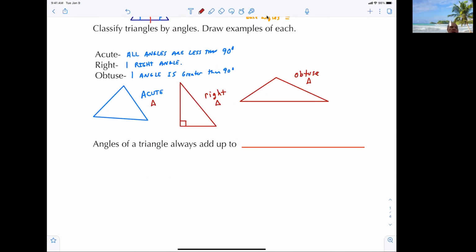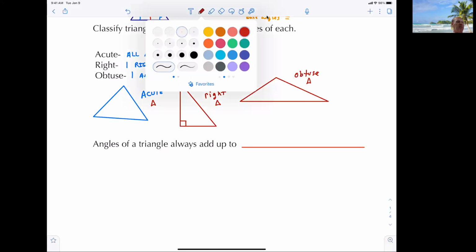Angles of a triangle always add up to what? Jolie. It's not a number. Angles of a triangle always add up to what? How much? Close. 360 degrees is a circle. How much? What is it? 180. How did you know that? So the angles of a triangle always add up to 180 degrees.